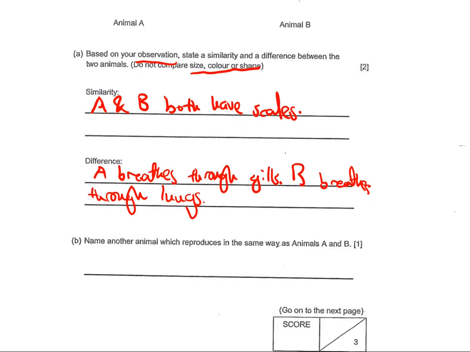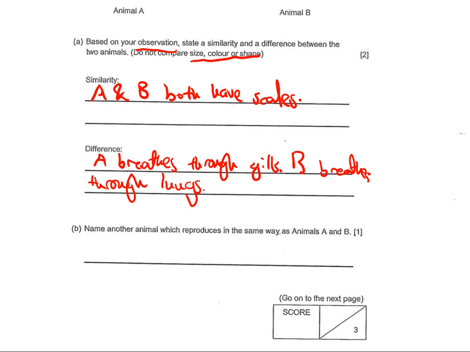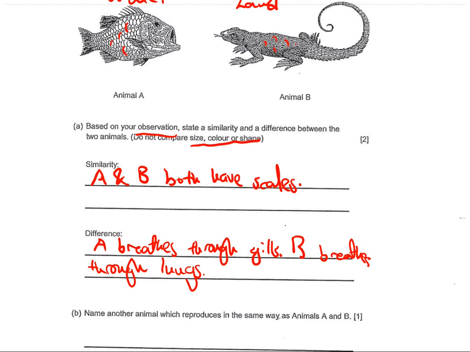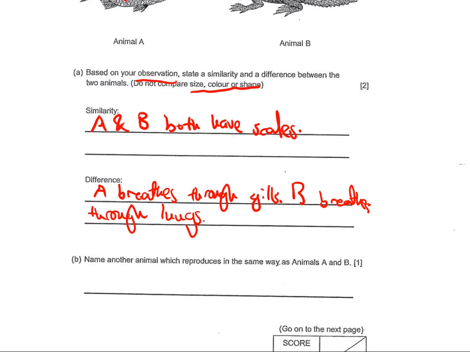So name another animal which reproduces the same way as A and B. There's only one way. Both A and B reproduce by eggs. So we have to name another animal. This other animal cannot be another type of fish, but it has to come under the class of reptiles, because we know that reptiles give birth by eggs.